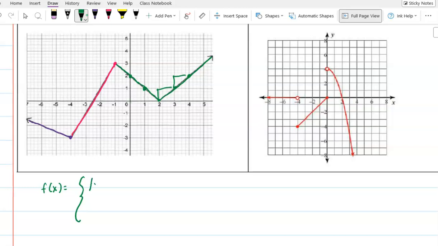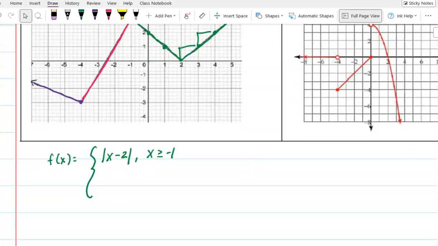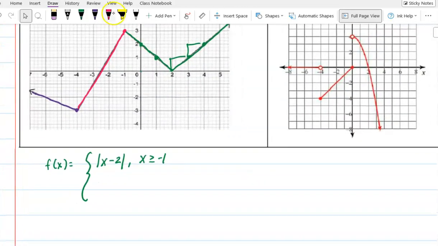So the absolute value of x moved right, x is complicated, and then it starts where x is greater than or equal to negative 1. And it's fine if you broke that apart and made it into 2. Okay, and then the red function.